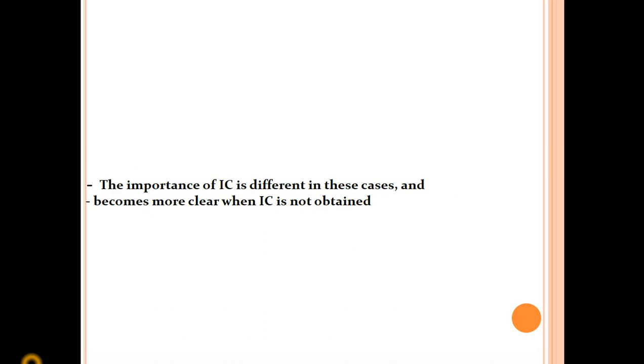The importance of the informed consent is different in these two cases and becomes clear when the informed consent is not obtained. Now, let us assume that there is no informed consent in both cases. What happens? The first one, he accepts our treatment. Something went wrong, so he accepts this line of treatment. What is wrong is wrong. Now he cannot go to the court and ask for his rights.